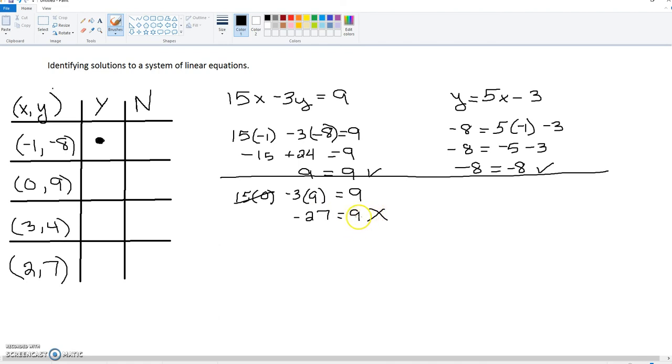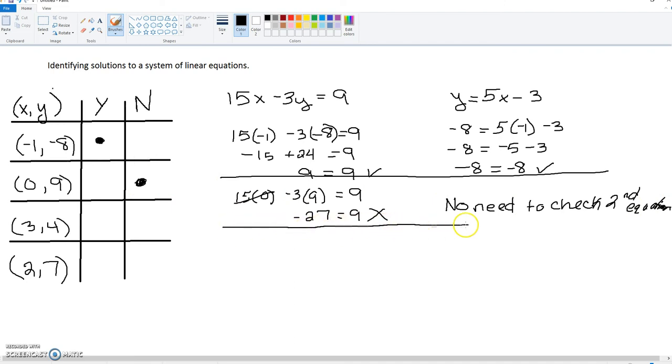Okay, so since it isn't a solution to this system, there is no need to check the second equation. So we're just going to bubble in no. So now we're going to go to the next one.